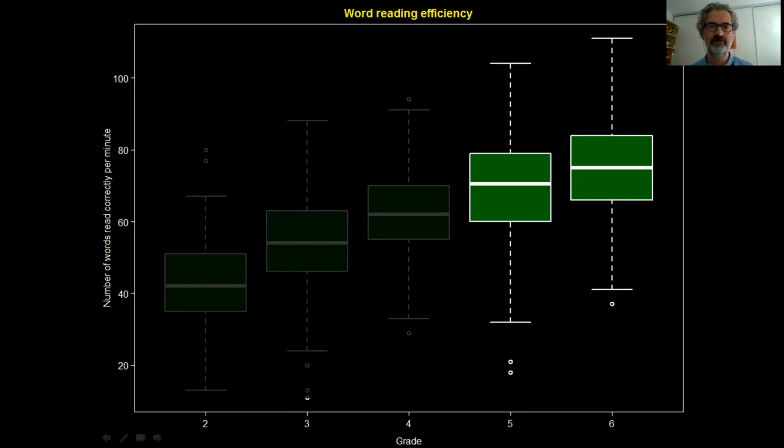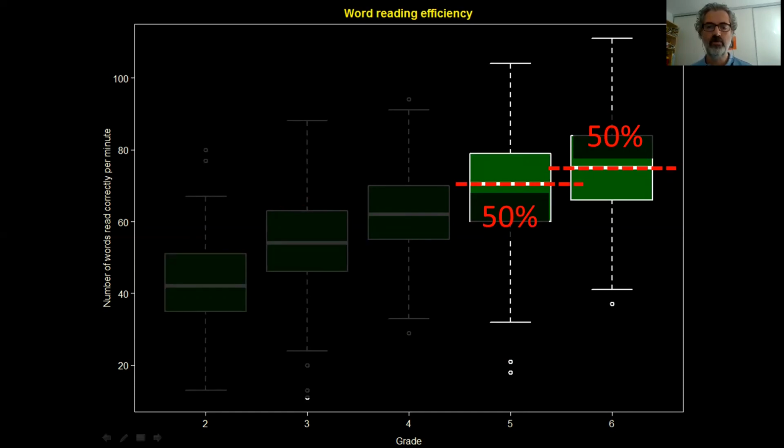What about grades 5 and 6? Is there a clear difference? This time we see that it's only the median that's above the median, and so we can say that 50% of 6th graders read with higher efficiency than 50% of 5th graders. So this doesn't look like as clear a difference as the one between 2nd and 3rd grade.